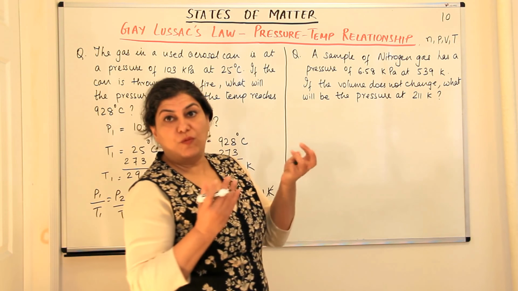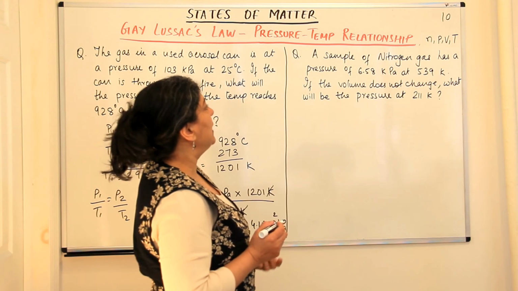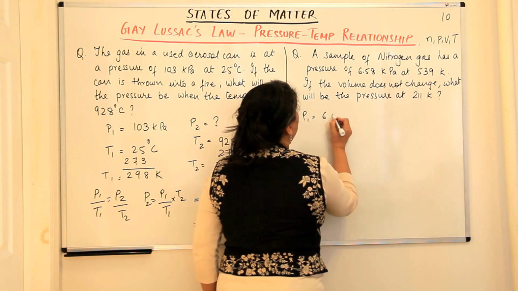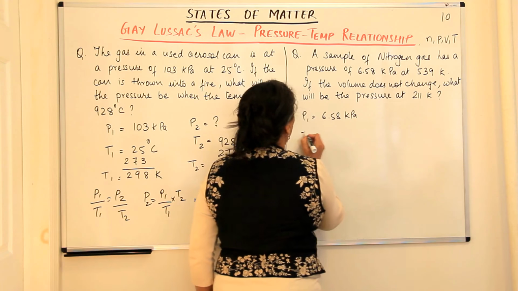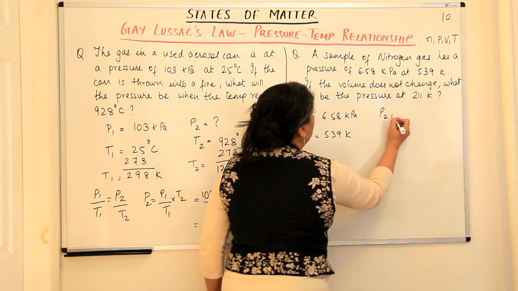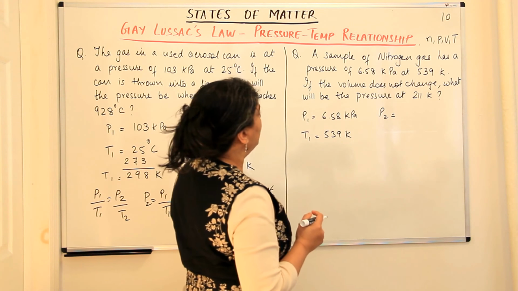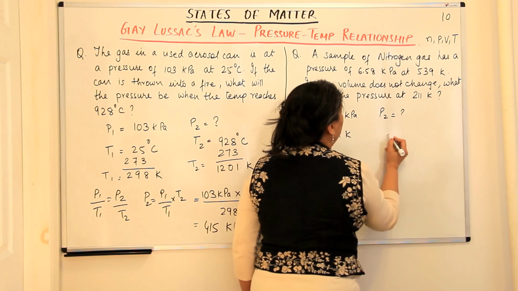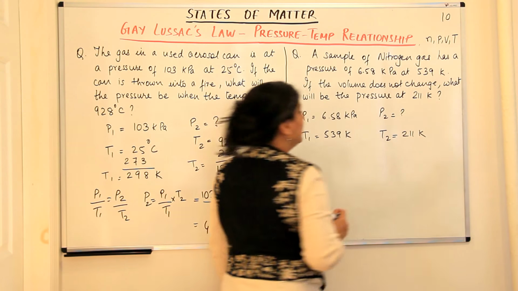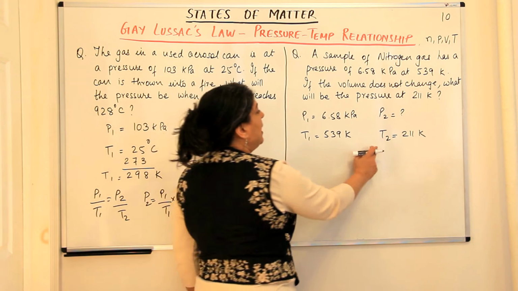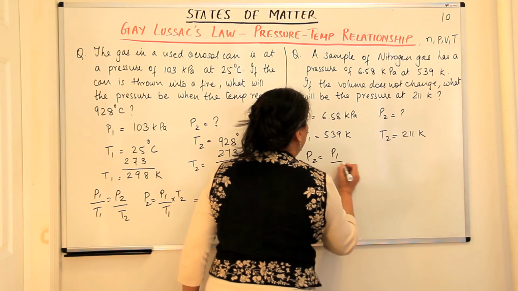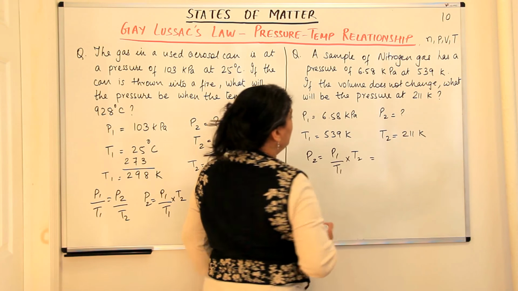What are the variables given to us? A sample of nitrogen gas has a pressure of 6.58 kilopascal. So P1 is 6.58 kilopascal. What is T1? T1 is 539 Kelvin. What is P2? If the volume does not change, what will be the pressure? It means P2 is asked from us at 211 Kelvin. 211 Kelvin is T2. Now, we are asked P2. So solving using this relation again, P2 is equal to P1 upon T1 into T2, substituting the values.